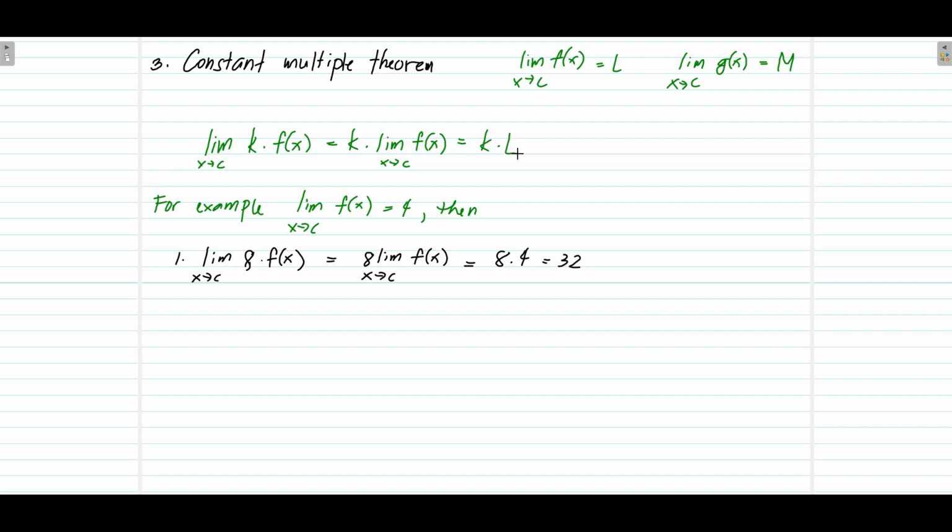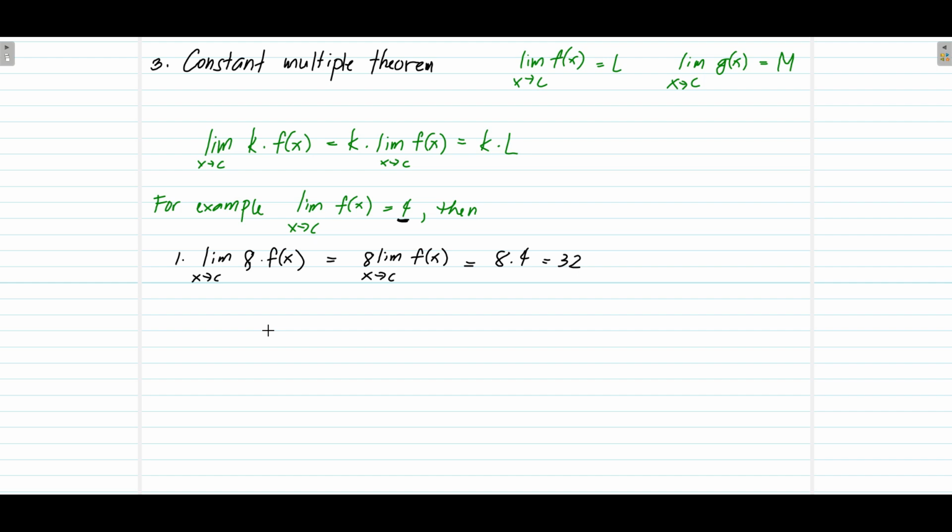So k times L. For example, limit of f of x, let's say we have a numeric value for the limit L. The limit of the function f of x as x approaches c equals 4. Then we can say that the limit of 8 times the function as x approaches c equals, ilabas natin si 8. 8 times the limit of f of x as x approaches c. So kunin lang natin yung limit ng f of x. And we have defined that the numeric value for the limit of f of x is ito, positive 4. So we can multiply 8 times 4, which is equal to 32.